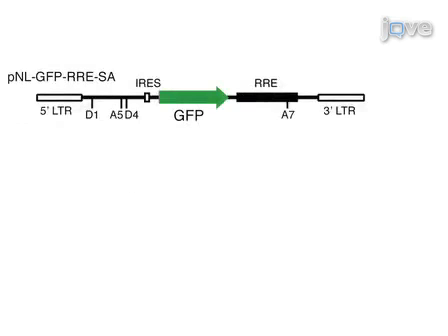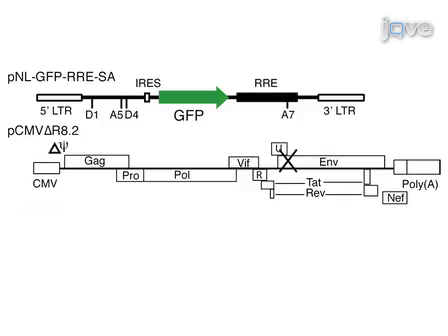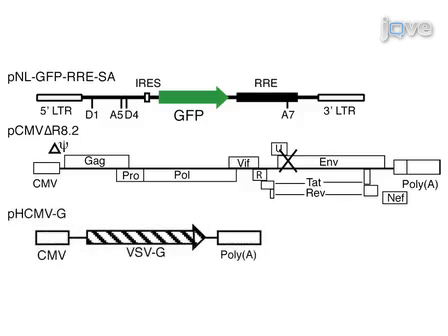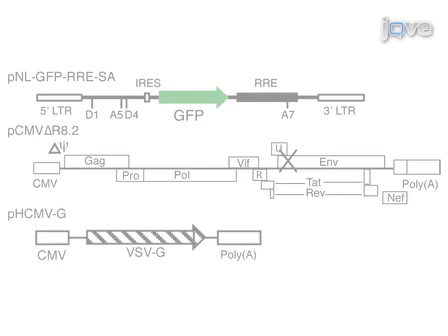To produce Rev-dependent lentiviral particles, HEK293 T cells are transfected with three plasmids: the Rev-dependent GFP lentiviral vector, an HIV-1 packaging construct, and a plasmid carrying the VSV-G glycoprotein.